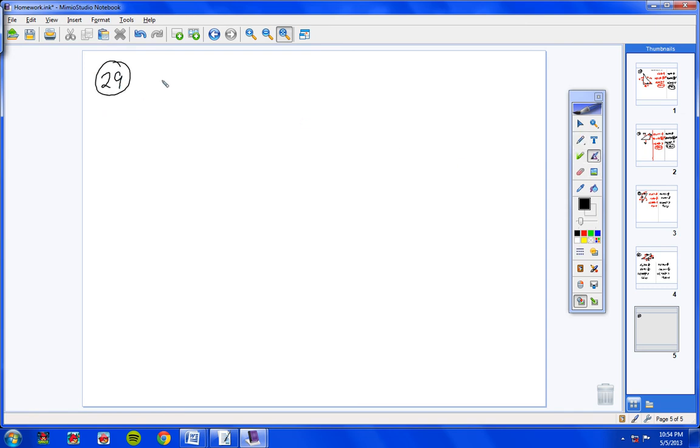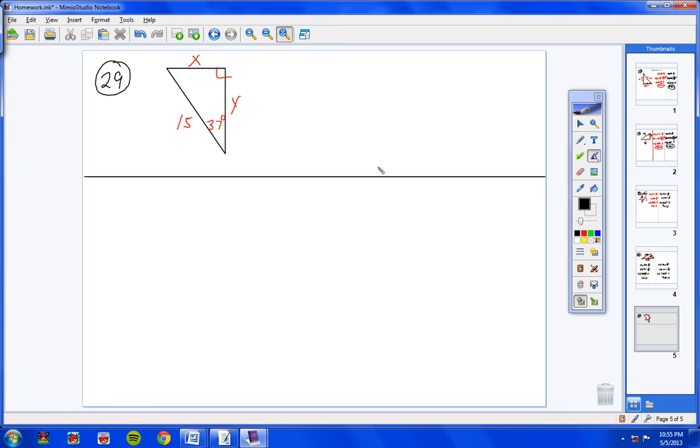All right, number 29. Let's see what the triangle looks like. I guess it's over, then down, and then up like that, I believe. And let's see, right angles here. Your hypotenuse in this problem is 15. This top leg is x. The leg to the right is y. And the angle right down here is 37 degrees. Let's see if we can solve for x and y in this triangle.